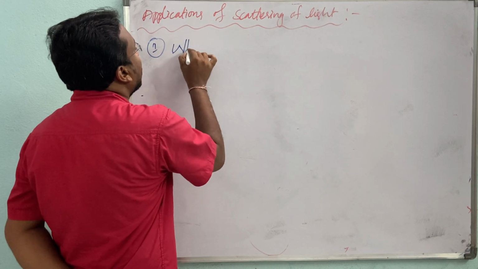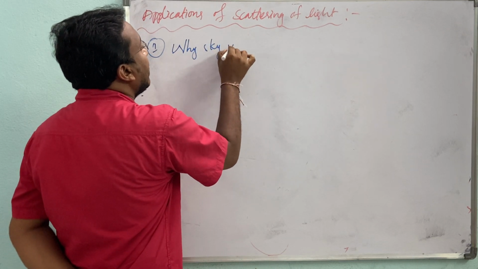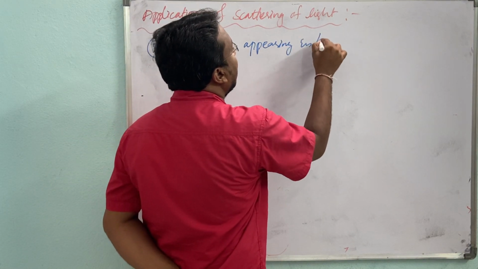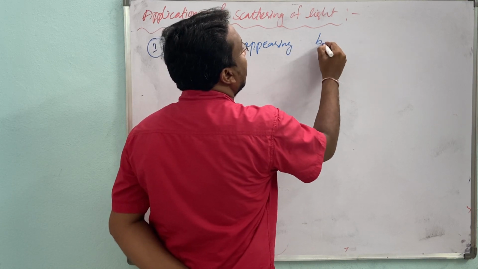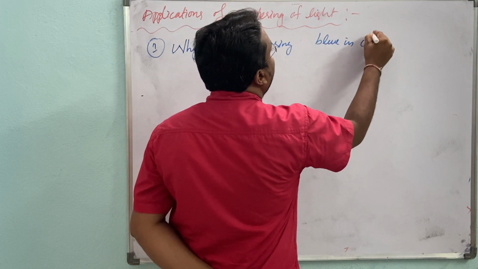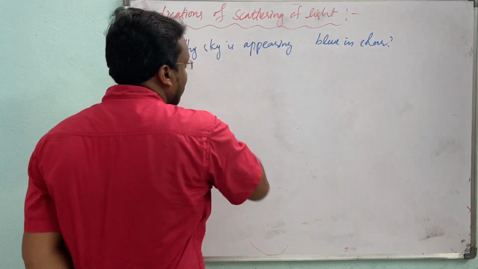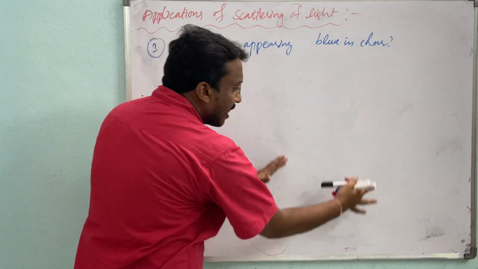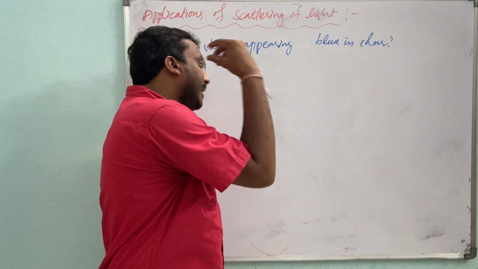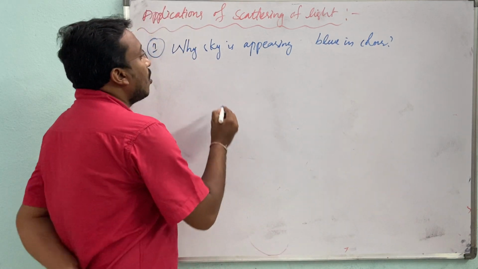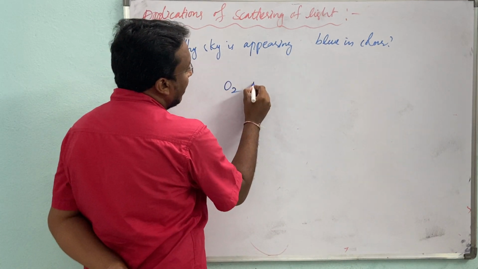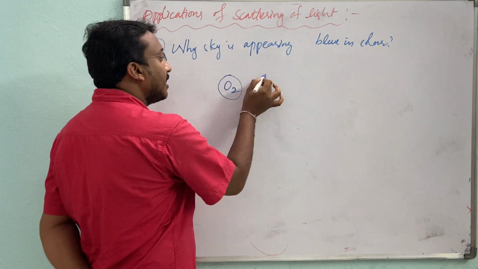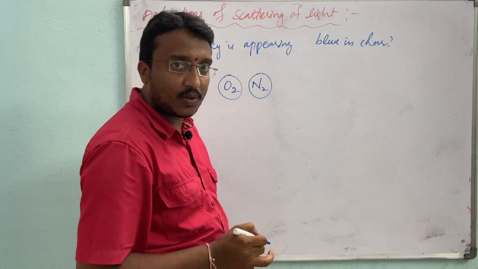blue in color? This is the question. Here we know that the atmosphere consists of many gases such as oxygen and nitrogen. It consists of oxygen molecules and nitrogen molecules.